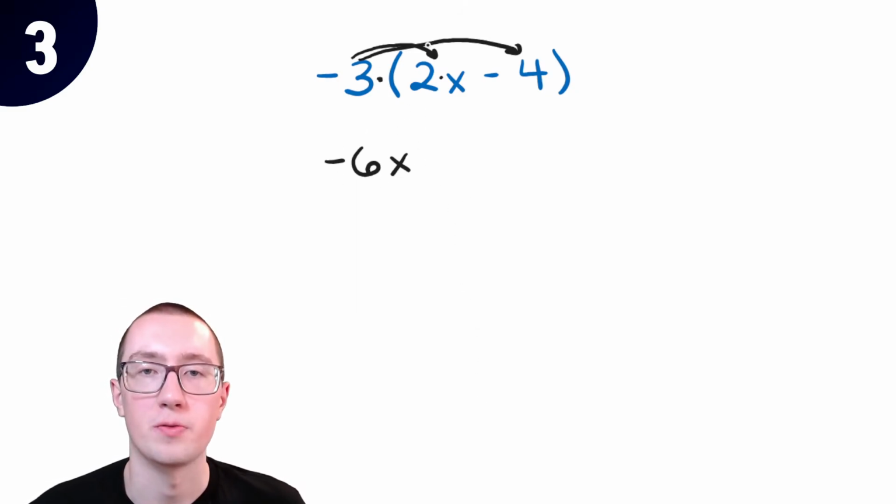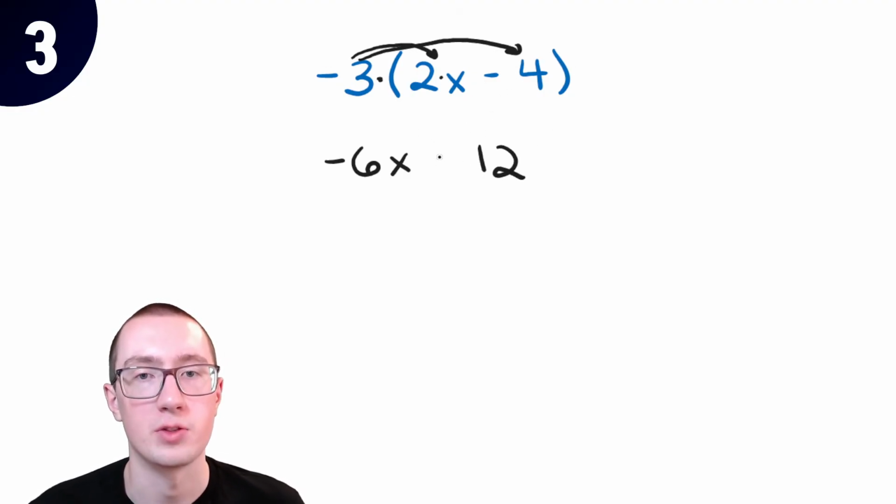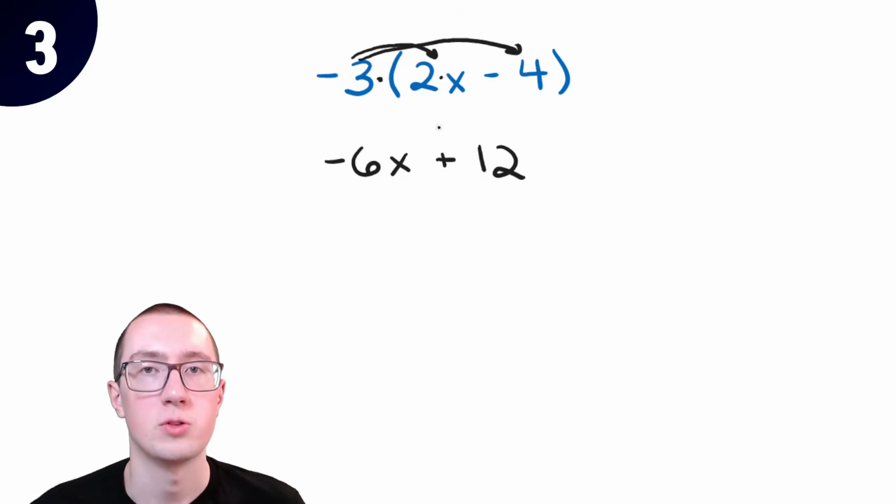And then the second part of our distributive property is negative 3 times negative 4. 3 times 4 is 12. And we have two minus signs, and two negatives make a positive. So that's going to become positive 12. So using the distributive property, we've multiplied it out, and our multiplication results in negative 6x plus 12.